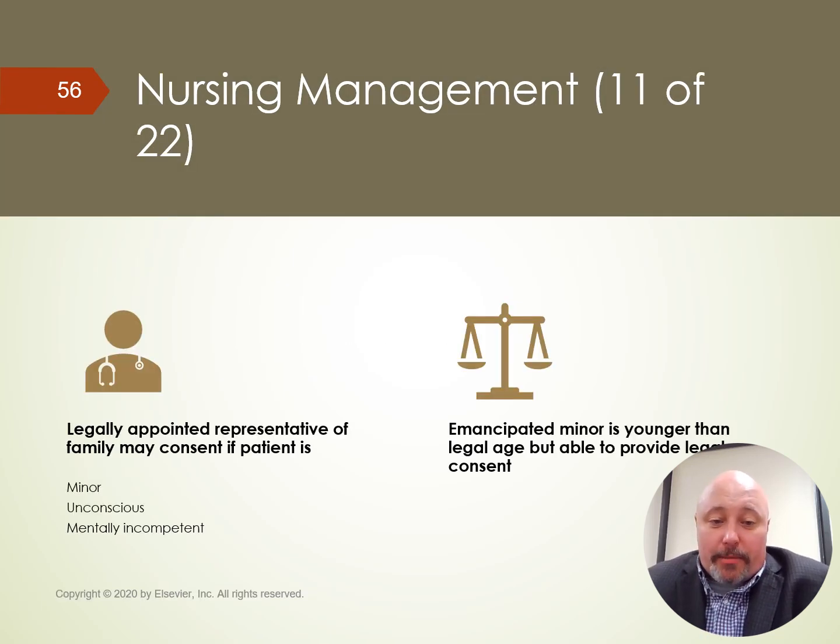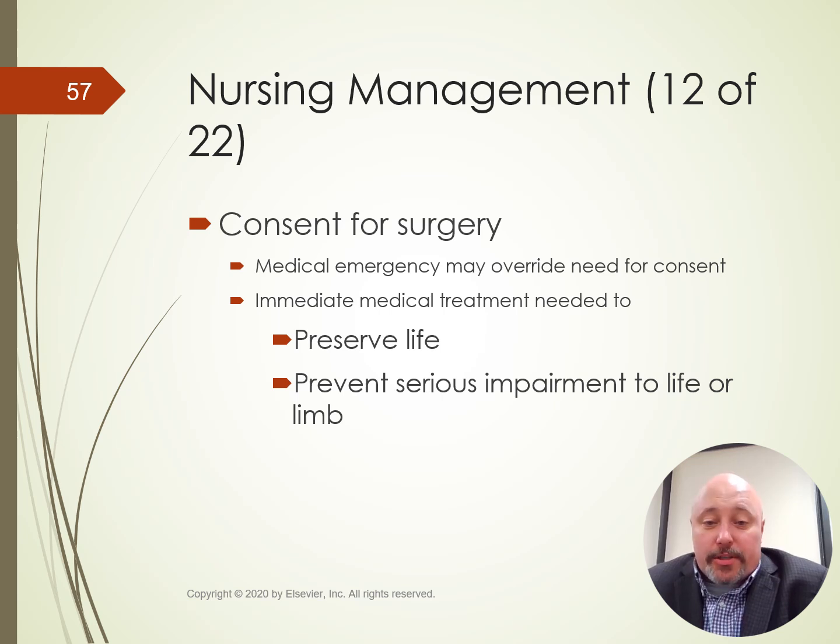A legally appointed representative of the family may consent if the patient is either a minor, unconscious, or mentally incompetent. An emancipated minor is younger than legal age but is still able to provide their own legal consents. A medical emergency may override the need for a consent. This includes immediate medical treatment needed to preserve life or prevent serious impairment to life or limb.